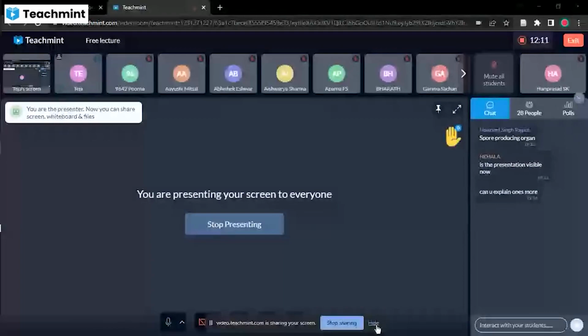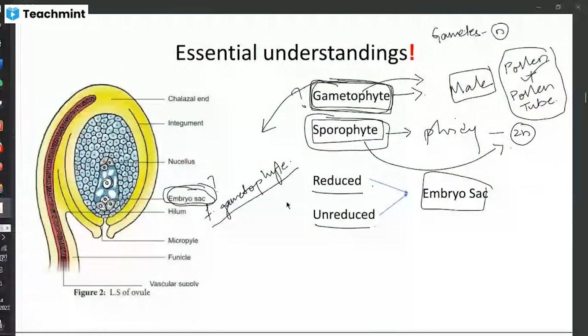Come on, this is most basic. Are you sharing your presentation? Yeah, is it visible? No, it is not visible. You can just unshare and share it again. So guys, is it visible now? Yeah, is it visible now?